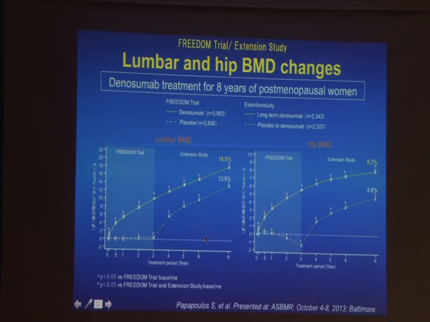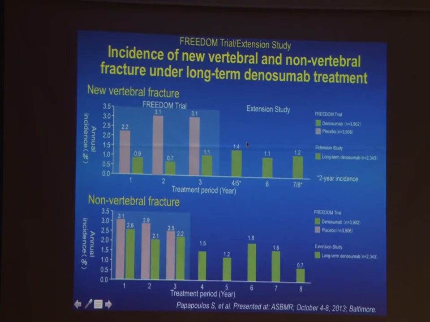And the FREEDOM study is now under extension. And I guess this year is the final 10-year extension. And up to 8 years, the data has been presented. And after 8 years, lumbar spine bone mineral density keeps increasing. At 8 years, BMD increases 18.5%, and hip BMD increases 8.2%, which is much stronger than alendronate. Bisphosphonate treatment causes an increase in the initial 2 years, and at 3 years it starts to dissipate, and after that it's not increasing bone mineral density very much. So this steady increase by the denosumab is different from any of the classes of the bisphosphonate.